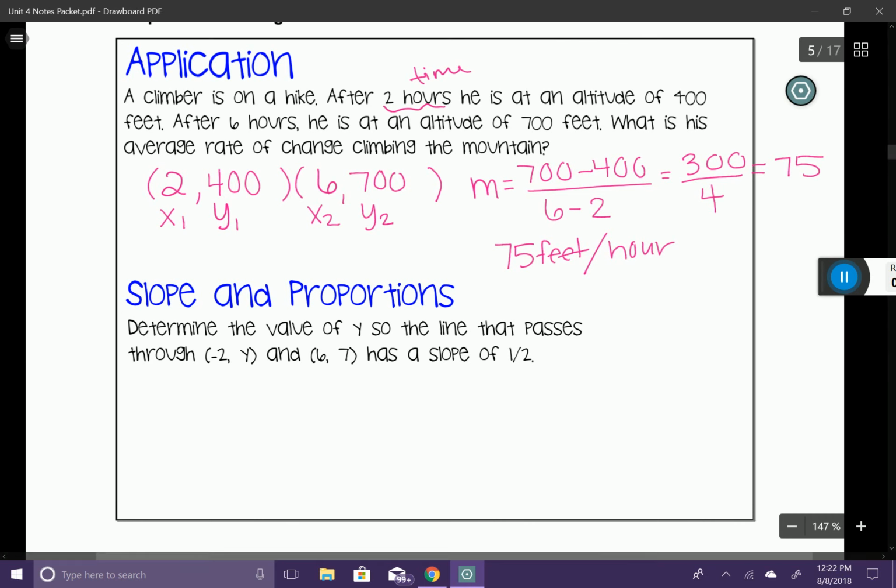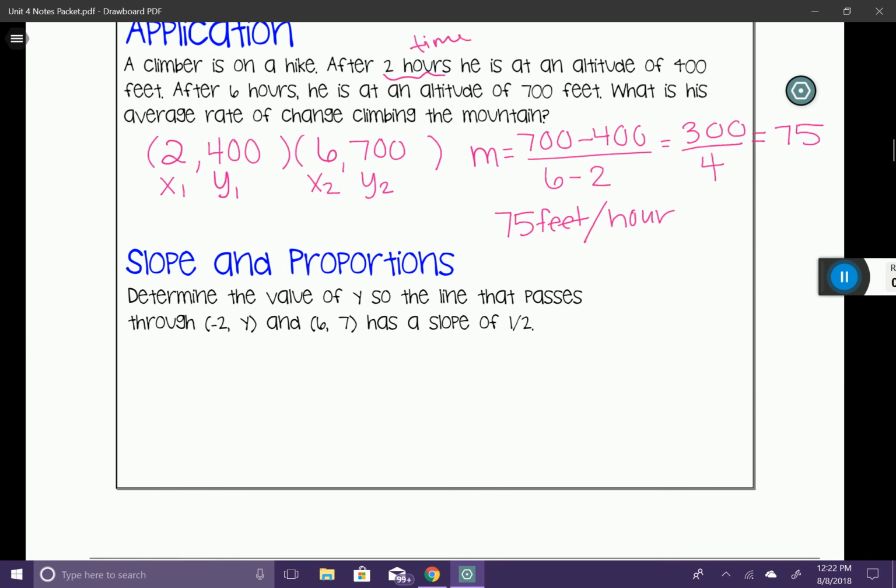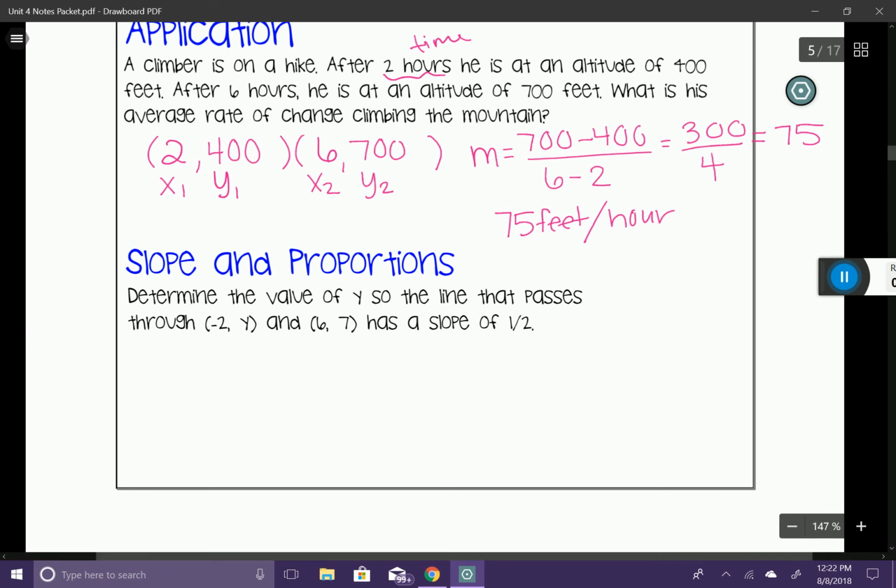All right, I have one more example here for you. Let's talk about looking at slopes and proportions. We talked about proportions in the last unit. Now we're going to apply it with this concept. You're going to be seeing a lot of this in Algebra 1, where we're going to be using the previous concepts and the new concepts we're learning about. All right, it says determine the value of y, so the line that passes through (-2, y) and (6, 7) has a slope of 1/2.